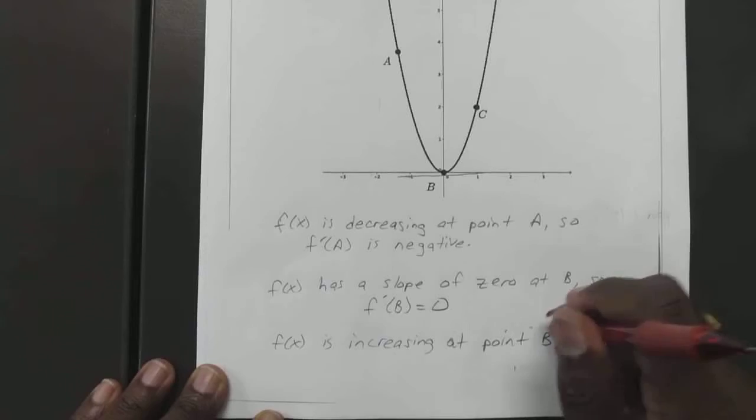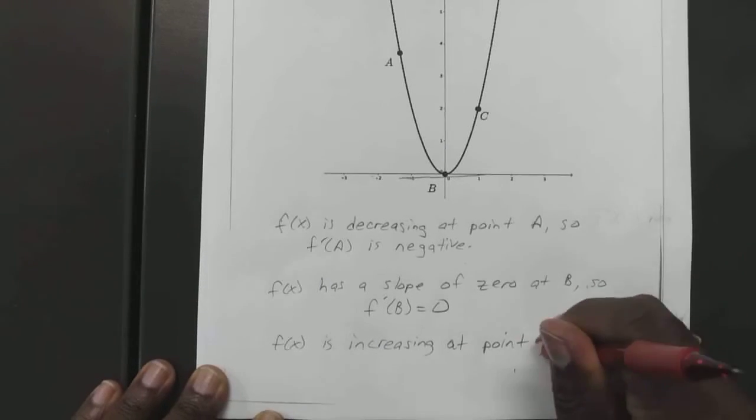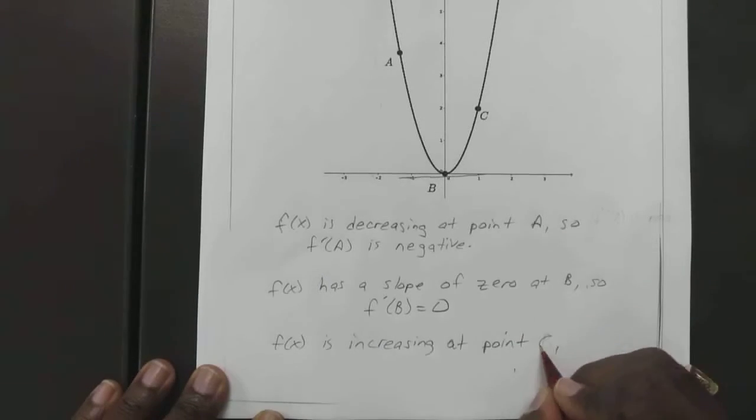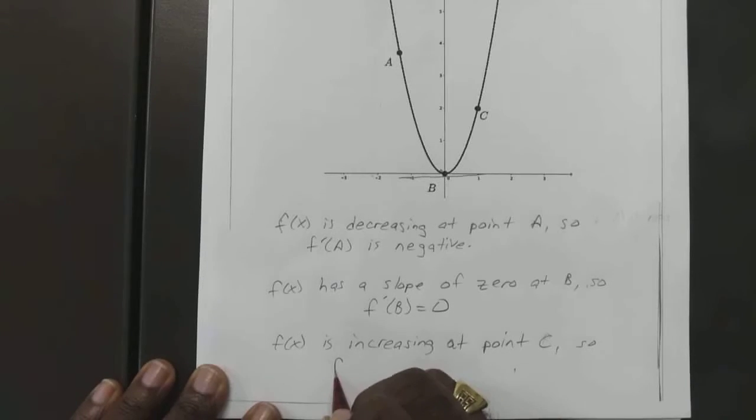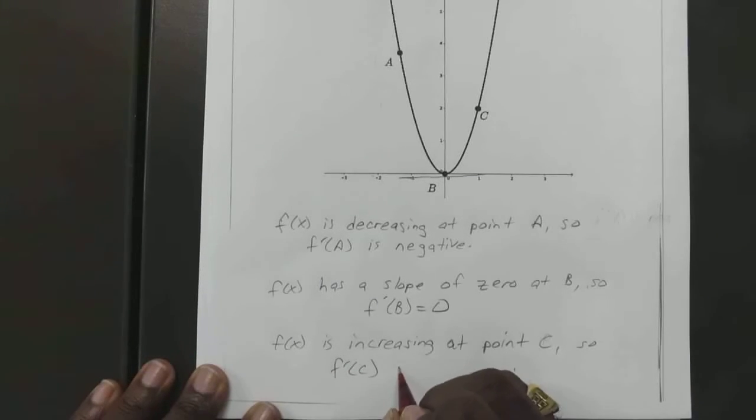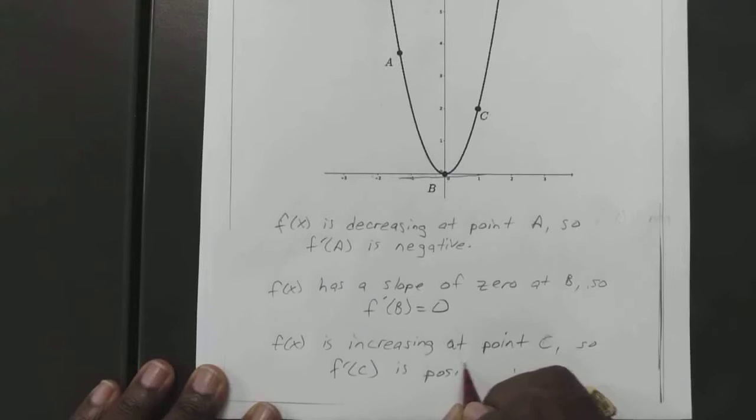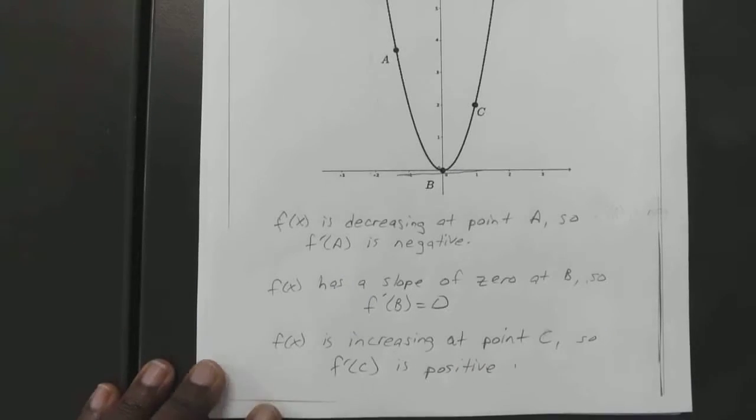Oh, point C. So we know that f prime of c is positive. All right, so any questions on that one?